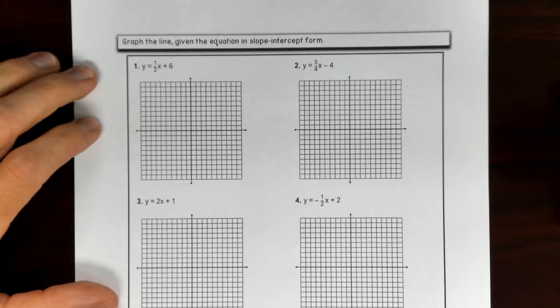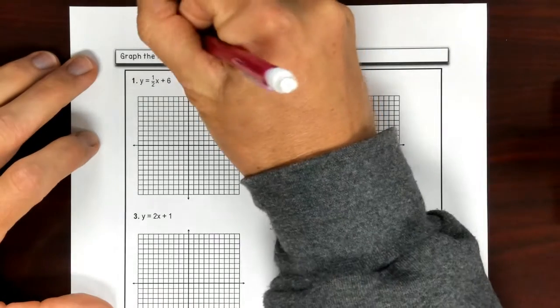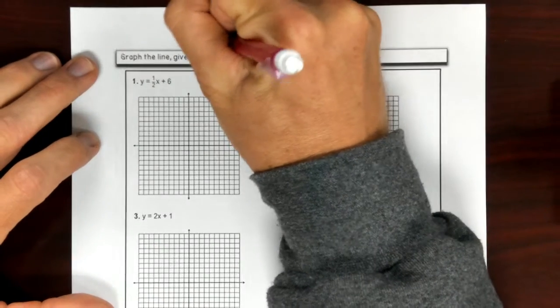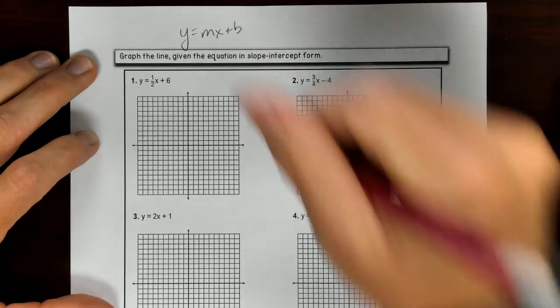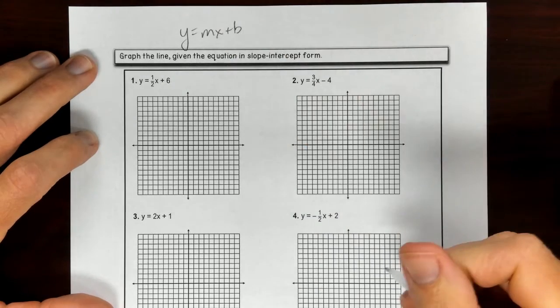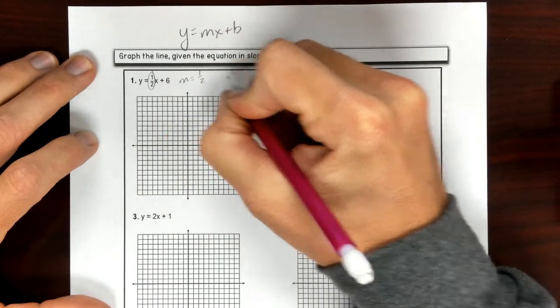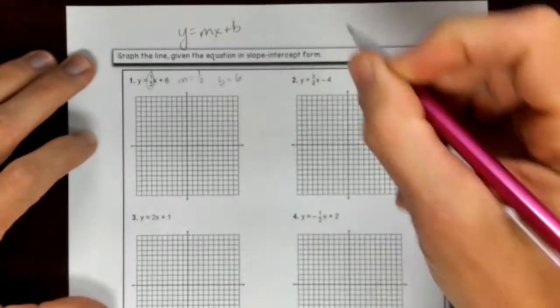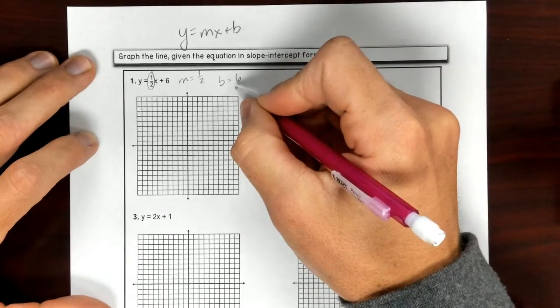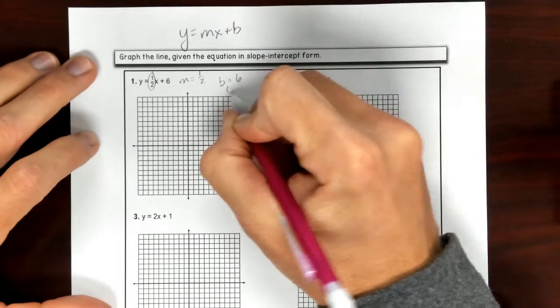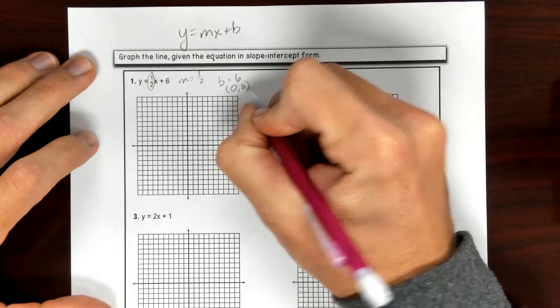Number 1, y equals 1/2 x plus 6. Again, these are in slope-intercept form, right? So y equals mx plus b. So m is 1/2, b is a positive 6. And again, b is a point. B is the y-intercept. So I've got the point 0, positive 6.